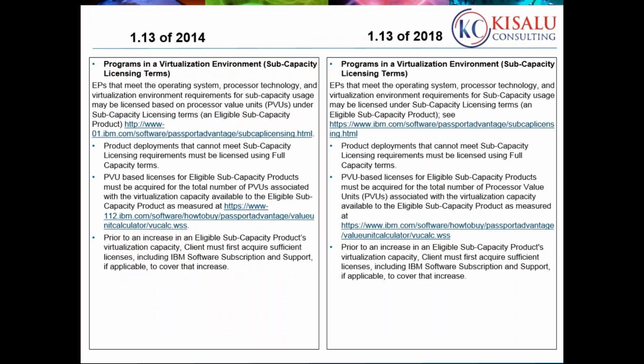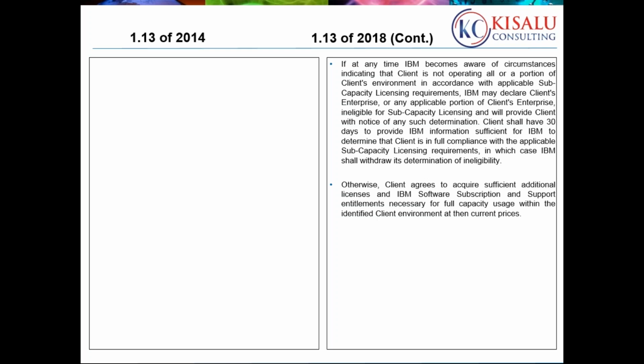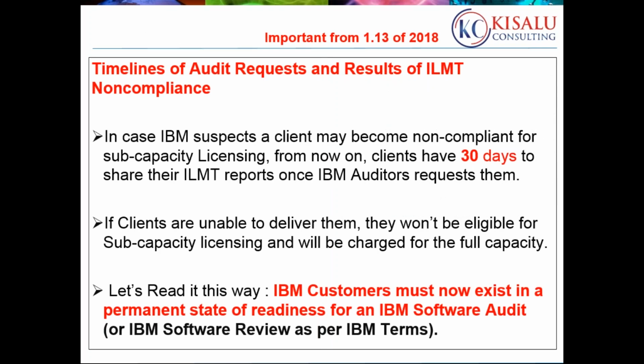The second clause is 1.13 that we want. Here you can see the size, and there is extra size. So here we can draw that the timelines of the audit and the result for non-compliance are tightened. If IBM suspects a client is probably not compliant on the subcapacity licensing, they will give the client 30 days to share the reports. If the client is unable to deliver the reports within 30 days, IBM can charge the full capacity. So it's included in the contract.